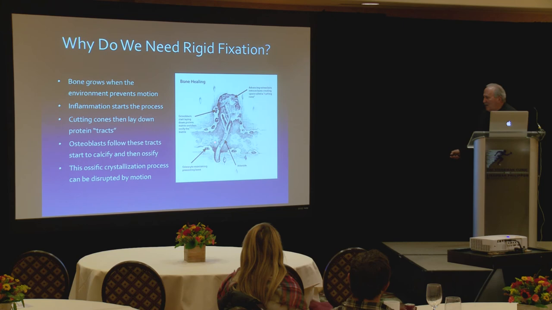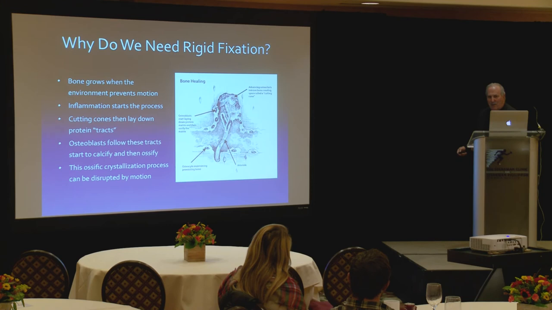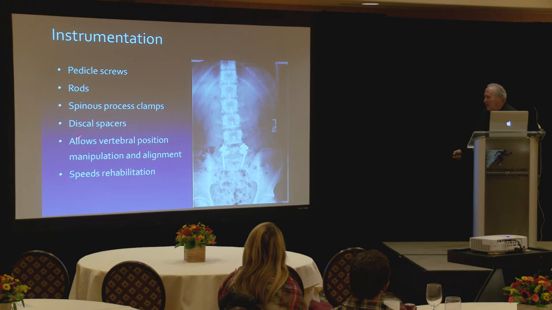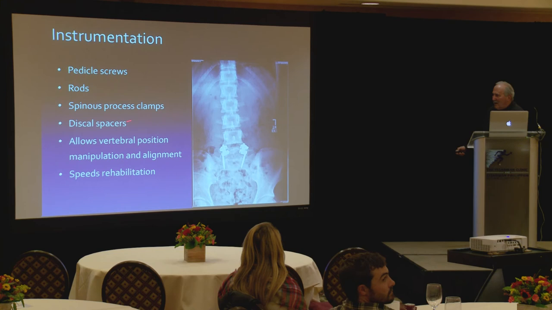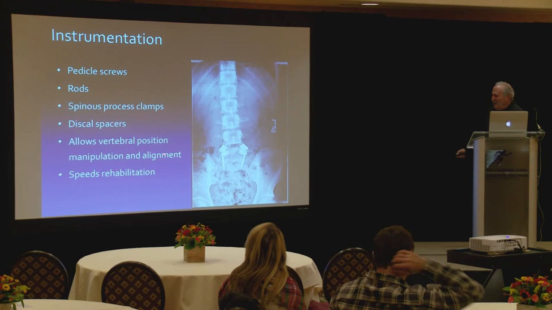And again, we talk about healing. Depending on what material you use to cause a fusion, it takes between 4 months and 12 months for a fusion to occur. And actually, back in the old days, it took as long as 16 months. And again, you use pedicle screws and rods just to hold the vertebra together. You can use a spinous process clamp. I don't know if Dr. Gill uses them, but they're bad ideas in general. I hope you don't use them, sorry. Discal spacers. You can manipulate the segment, and it speeds rehabilitation.